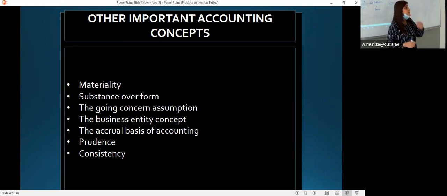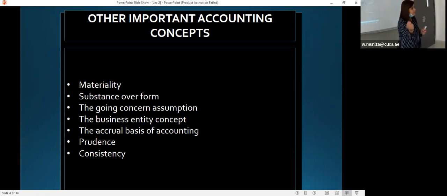Say, for example, the laborers are working in the organization. For a whole year they work, and we say that in the next year we are going to pay you. But while recording the transactions, we are going to record this expense within this year. We are not going to wait for the actual cash outflow. This is accrual basis of accounting.